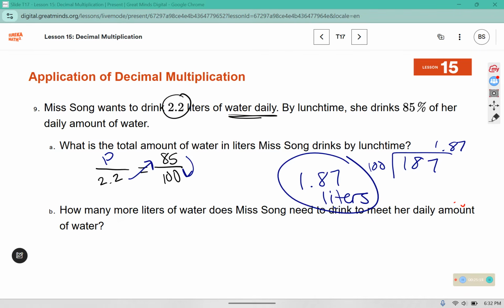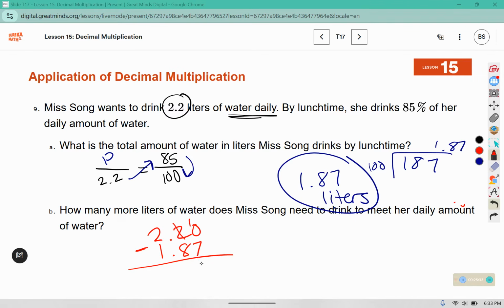So in part B, how many more liters does Miss Song need to drink to meet her daily goal? So we have 2.2 minus 1.87. In that gap, we're going to put a 0. We have to borrow or recruit. 10 minus 7 is 3. Again, 11 minus 8 is 3. And 1 minus 1 is 0. So she needs 0.33 liters.